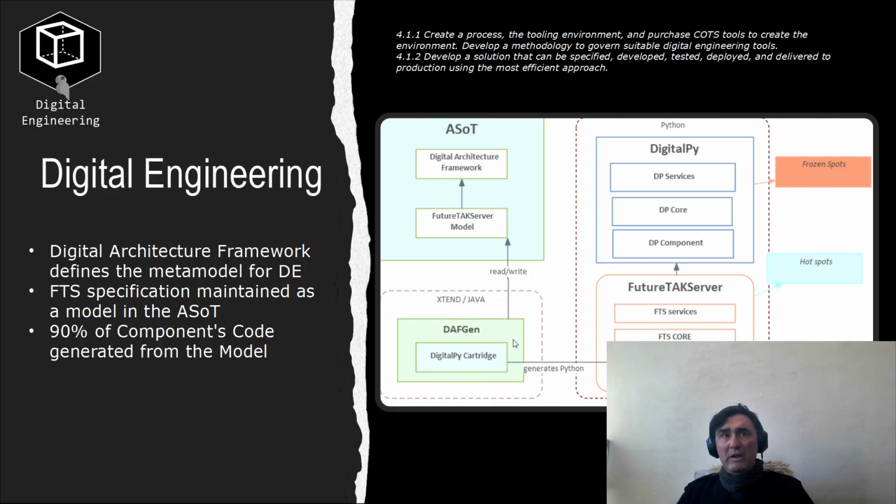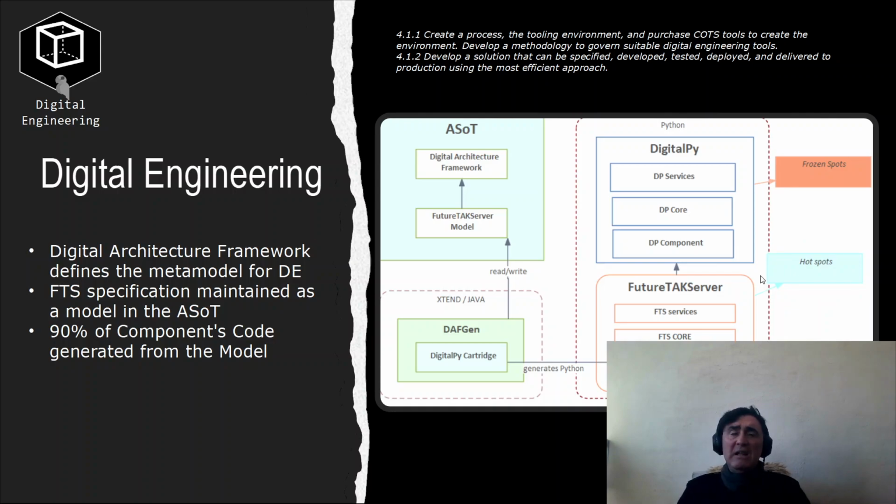So the DAF generator is built for Xtend and contains several cartridges. A cartridge is a set of transformations for a certain target. And the first cartridge that we have developed until now is called Digital Pi. And Digital Pi is what we need to generate code for our framework.